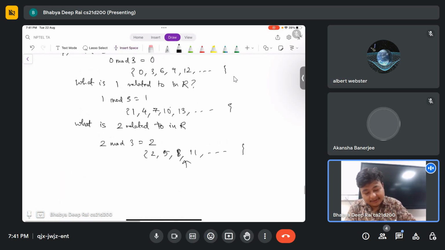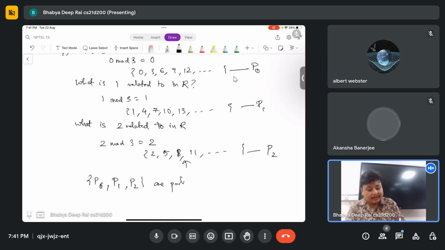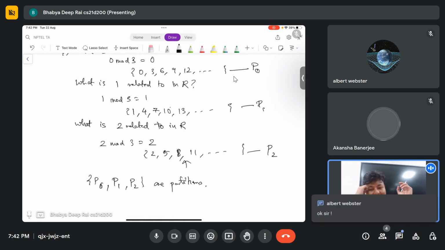Why? Because let me call these P0, P1, P2. If you observe, P0, P1, P2 are partitions. They never share elements with each other. And when you union them, you will get all the natural numbers. Or rather, when you union them, you will get all the relation. All the natural numbers.